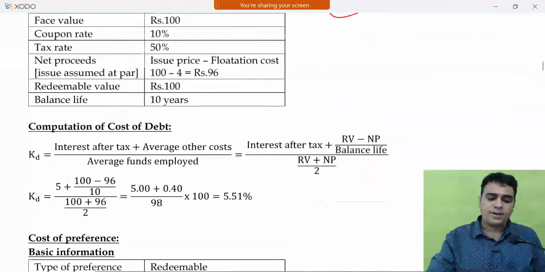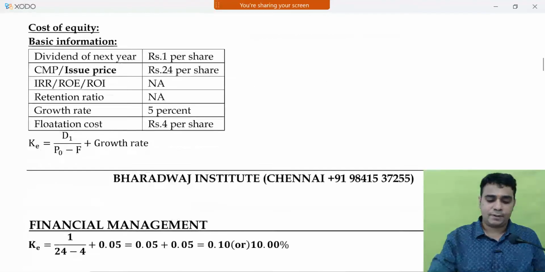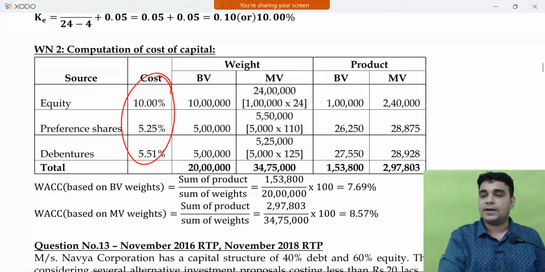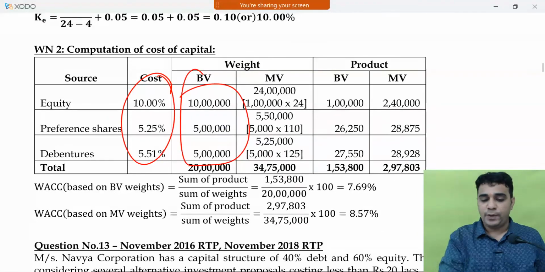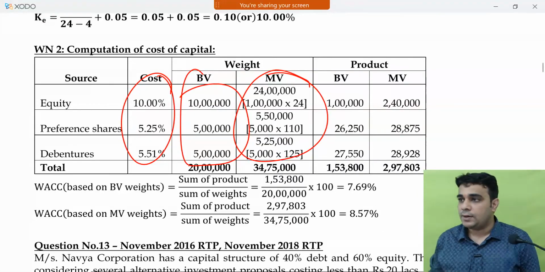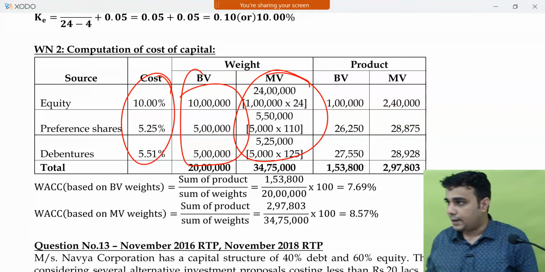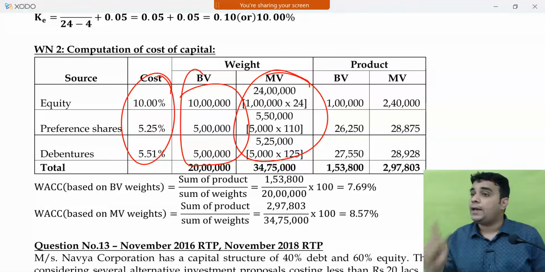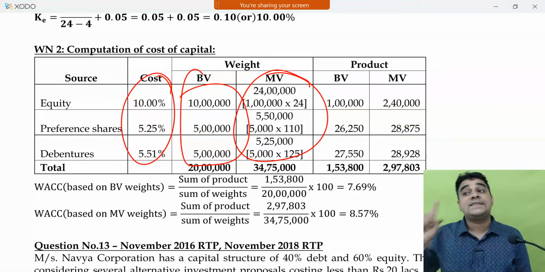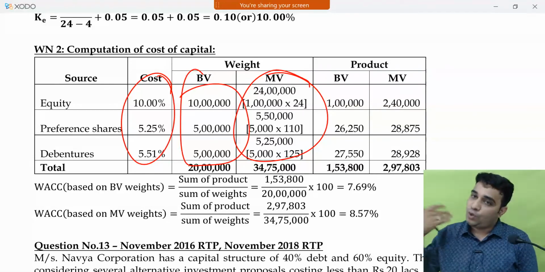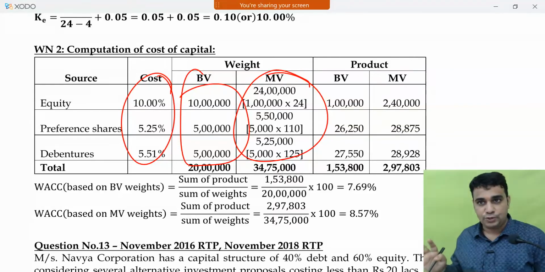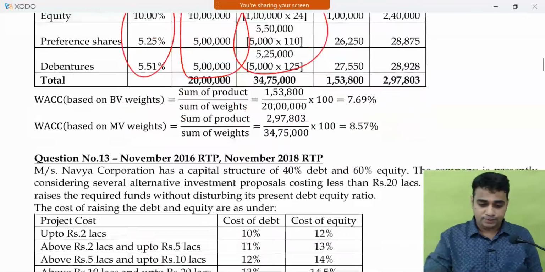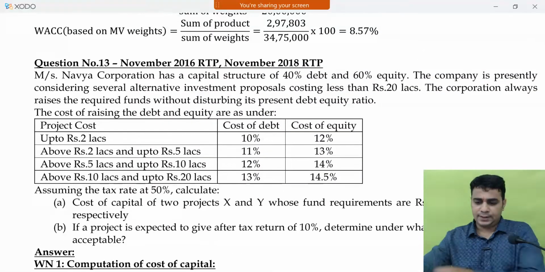I am not getting into the WACC part of it, which is just a multiplication job. This was the critical part. You have your book value weights, you have your market value weights, and then sum of product by sum of weights. I have not used the market value information for my step 1, which is what we don't do for most of the questions. I don't use that data for most of the questions. Let's come to question 13.